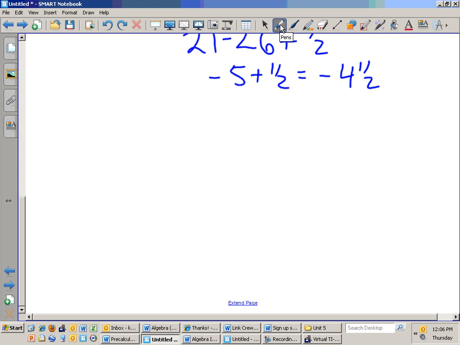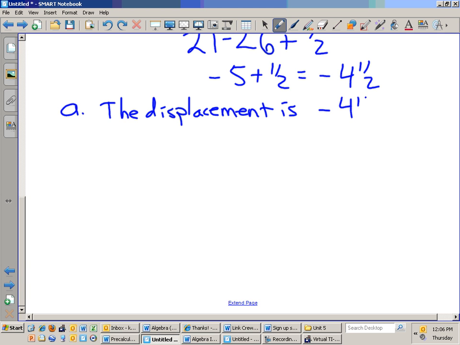So to answer question A, the displacement is negative 4 1/2 units. Okay. So you're right. It moved to the left. It moved to the left. Negative.